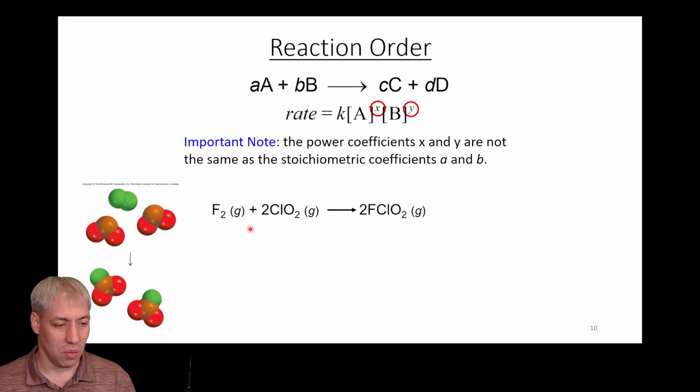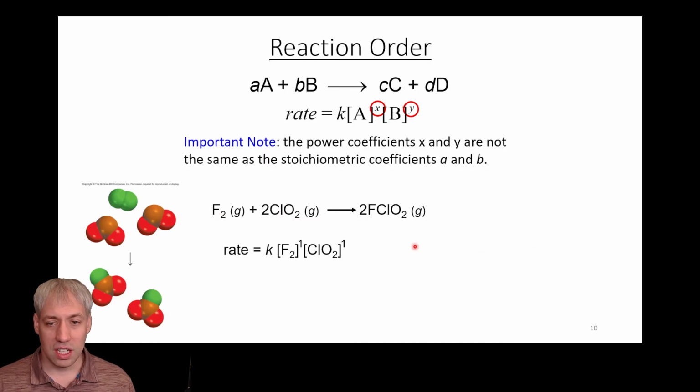And so here's just a quick example to emphasize that point. F2 plus 2 ClO2 gives you 2 FClO2. And so you're combining fluorine with ClO2 and generating 2 of these species here. So you break an F-F bond, you form an F-ClO2 bond, F-ClO2 bond to generate this guy right here.